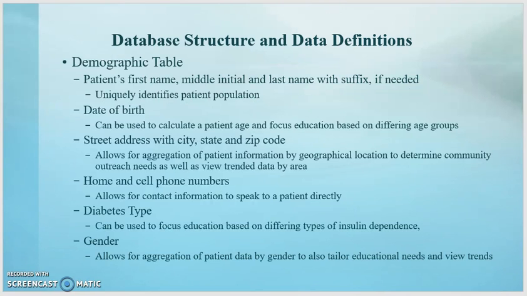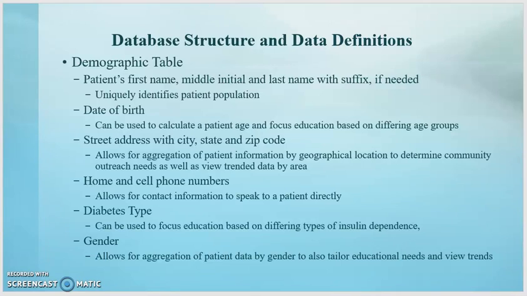So first we want to break down the information that we're going to store in the database. The first is the demographic table, to be able to capture the patient's first name, middle initial, last name, and suffix if they have one, so that we can identify our patient population out there by name. The date of birth we can also use to calculate the patient age.